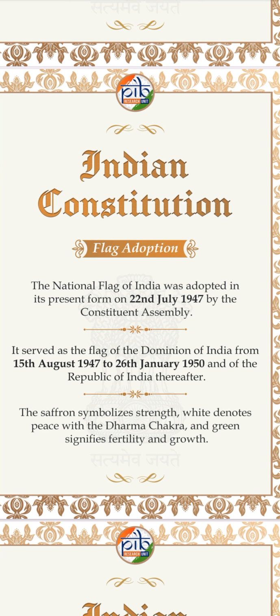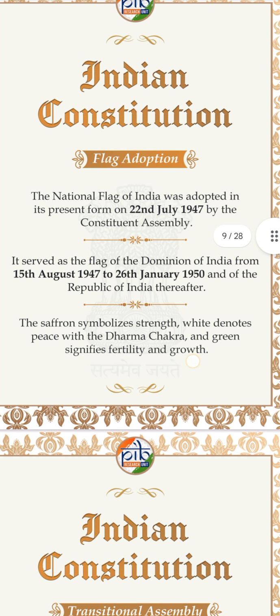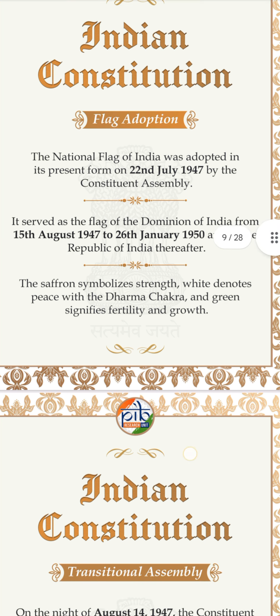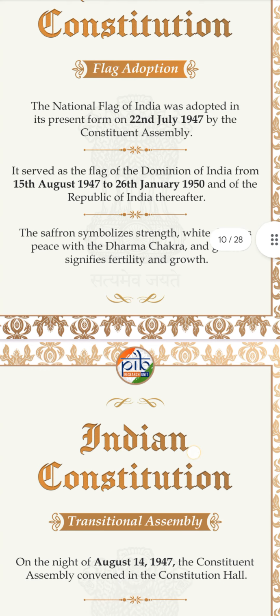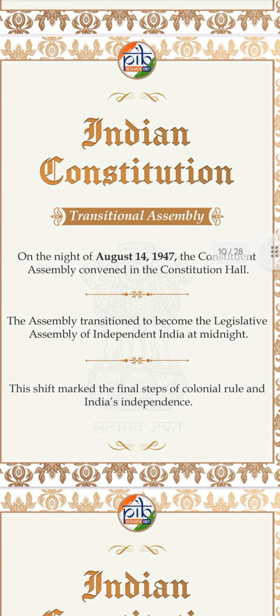Indian Constitution flag adoption. The national flag of India was adopted in its present form on 22nd July 1947 by the Constituent Assembly. It served as the flag of the Dominion of India from 15th August 1947 to 26th January 1950 and the Republic of India thereafter. The saffron symbolizes strength, white denotes peace with the Dharma Chakra, and green signifies fertility and growth.